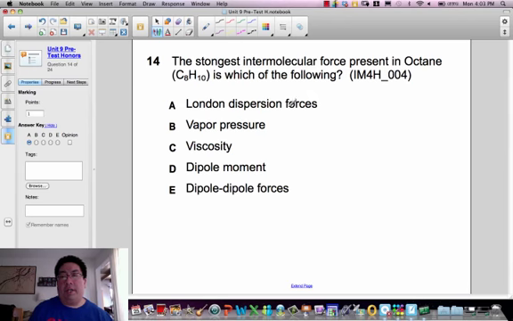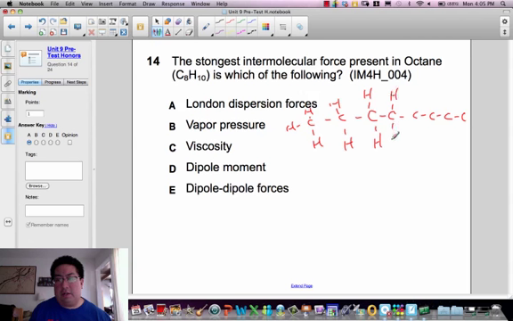14, which intermolecular force is present in octane, or the strongest intermolecular force? So we have C8H10. It's basically a bunch of carbon-carbon bonds. If I want to draw it out, it would look like this: 1, 2, 3, 4, 5, 6, 7, 8. And then we would have H's all over the place, like this. And so when you're looking at this thing, you definitely know it's a covalent compound, right? So the next thing you have to ask yourself is whether or not this is a polar or nonpolar compound. So this is the way you would tell.